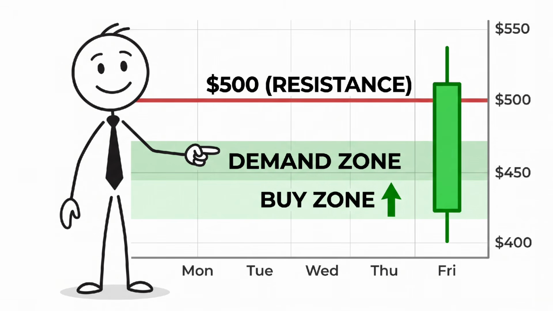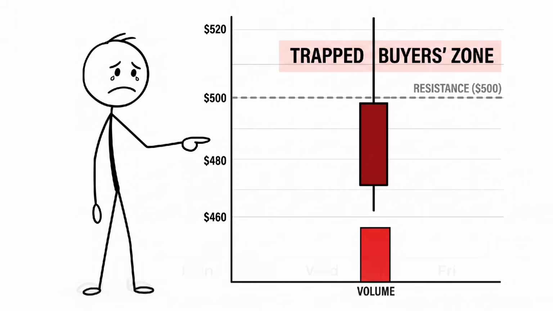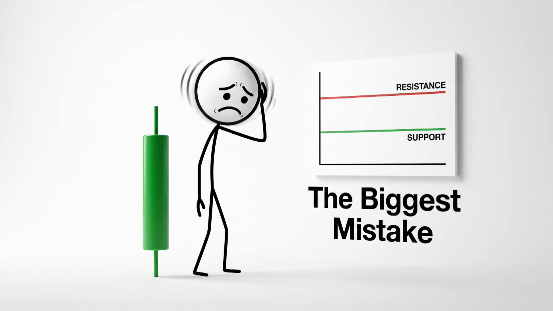Now another example. A stock has major resistance at $500. Price breaks above resistance and reaches $510. Volume is extremely high, but the session closes back at $495. That tells us buyers were trapped. Heavy institutional selling entered the market. This often becomes a high probability sell zone.